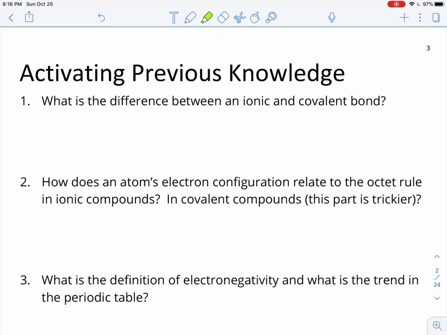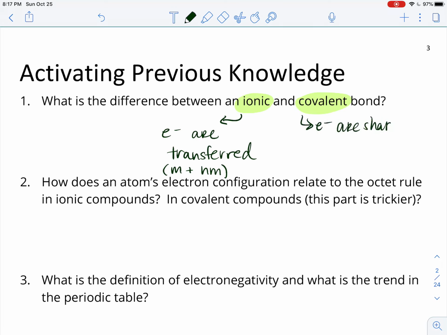So there's a huge difference between ionic and covalent bonds. And the main thing that you should remember is that in ionic bonds, electrons are transferred, and these occur between a metal and a non-metal. In a covalent bond, electrons are shared. And these types of bonds occur between a nonmetal and a different nonmetal, or even the same nonmetal, but two or more nonmetals.